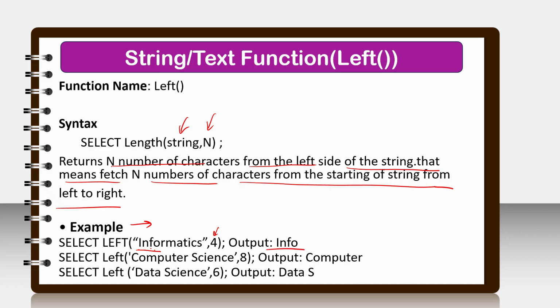सेम वे में computer science में 8 characters चाहिए. 1 2 3 4 5 6 7 8. So it will return computer. Next question, data science, 6 characters: 1 2 3 4 5 6. So data s will be the output.